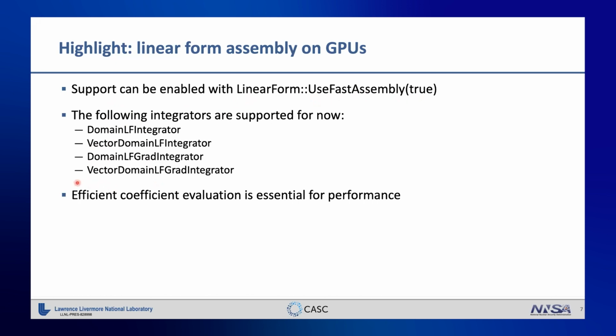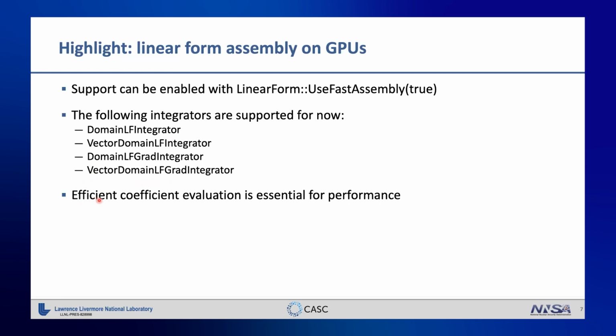Of course, each form needs a slightly different kernel or set of kernels to be implemented. So there is a way for the linear form to check if the integrator is GPU or fast assembly enabled. If it's not, it's going to use the standard assembly. If it is enabled, it can use fast assembly.